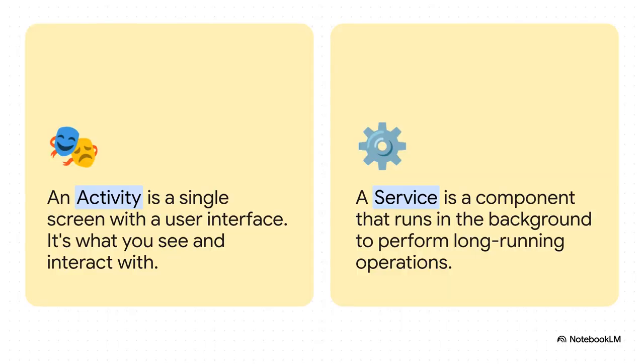So, what part of the app do you actually see and touch? Well, that's called an activity. Any single screen is an activity. Your Gmail inbox. That's an activity. A settings page, also an activity. But what happens when you start playing some music and then switch over to check your email? The music keeps going, right? That's a service. It's that silent worker doing its job in the background with no screen at all. It's this whole onstage versus backstage idea that's so fundamental.